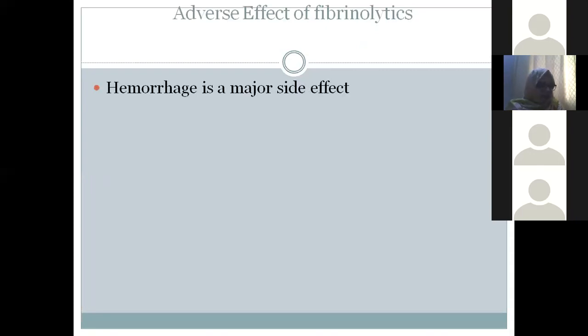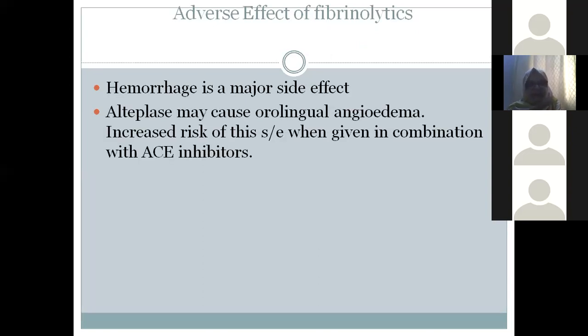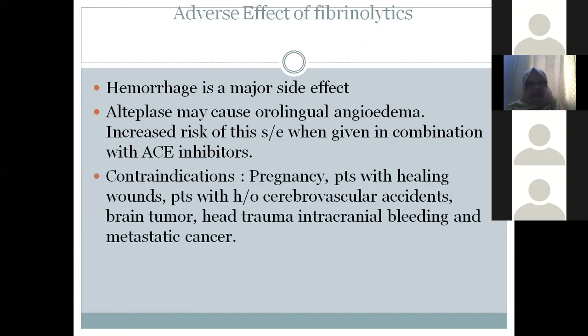Adverse effects of fibrinolytic agents. Hemorrhage is a major side effect. Alteplase may cause orolingual angioedema. It increases the risk of this side effect when given in combination with ACE inhibitors. Contraindications: pregnancy, patients with healing wounds, patients with history of cerebrovascular accident, that is CVA, brain tumor, head trauma, intracranial bleeding, and metastatic cancer.